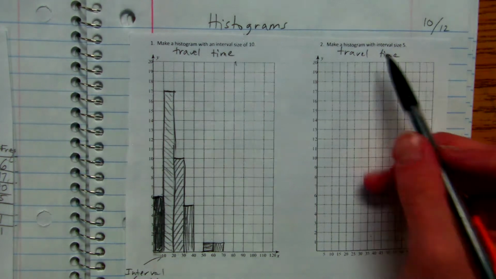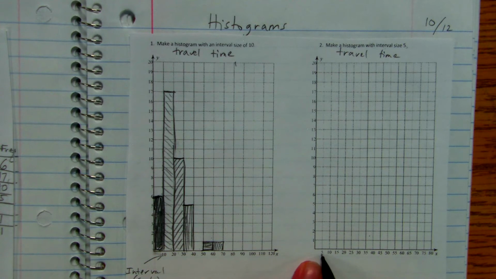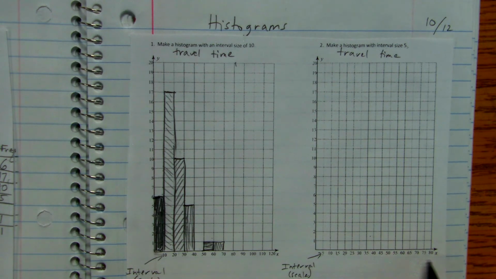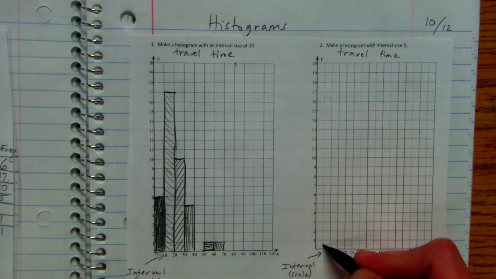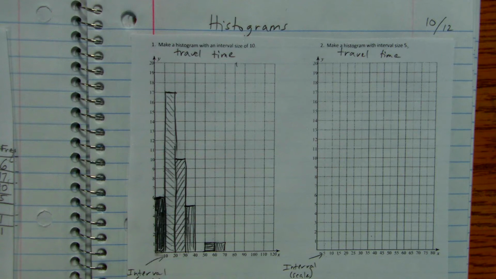So what it's going to ask us to do next is make a histogram with an interval size of 5. So I've numbered it down here, 5, 10, 15, 20. So this is my interval size, which we sometimes call the scale when we're doing other graphs. It's the same idea. We're counting by 5s. So it's going to be a little different to group them for this, because now it's like everything under 5, and then from 5 up to 9, and so we're going to have a slightly different list.